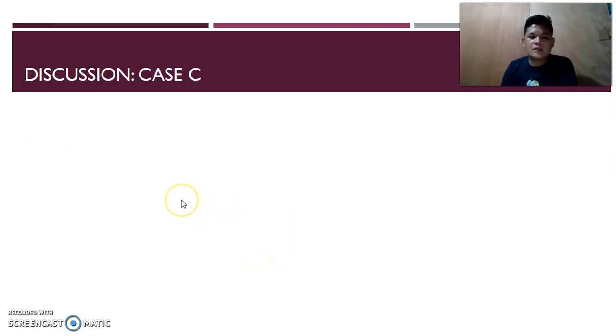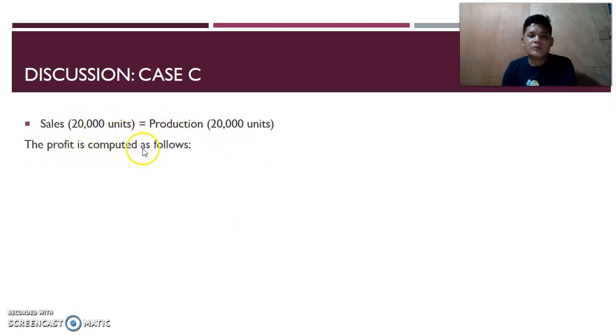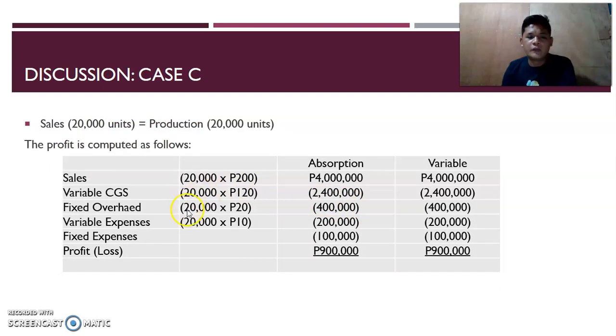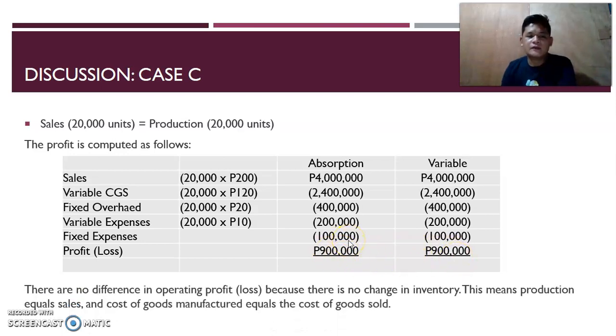So, discussion under letter C. Sales. Si sales at saka si production, the same. The profit is computed as follows. So, here we go again. So, it's the same. So, yung profit or loss, the same sila, class, 900,000. So, there are no difference in operating profit because there is no change in inventory.